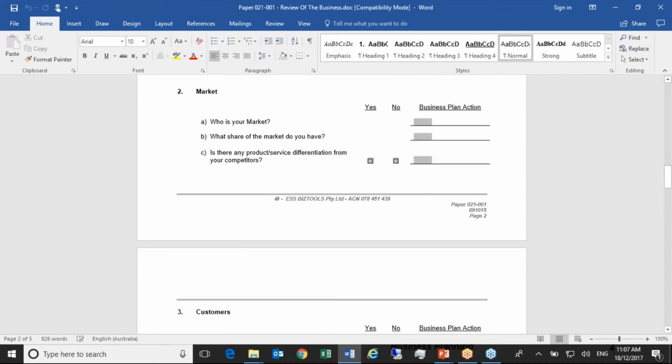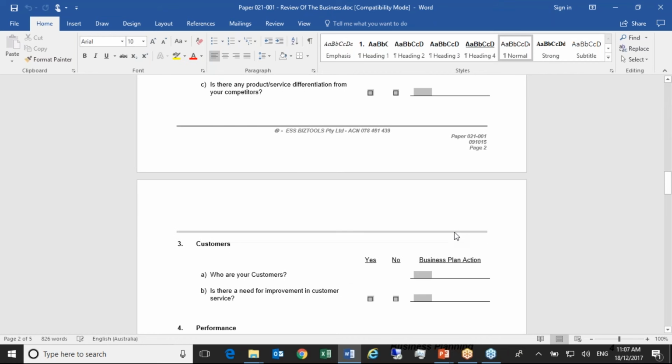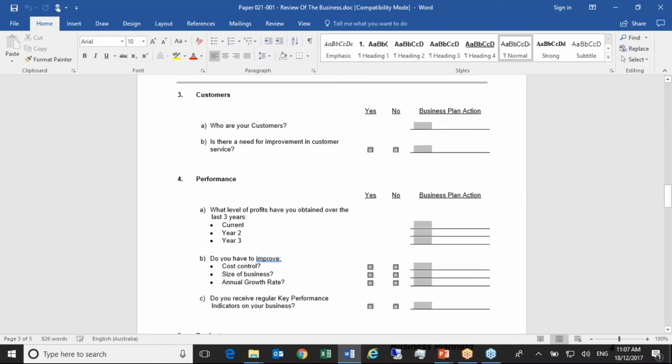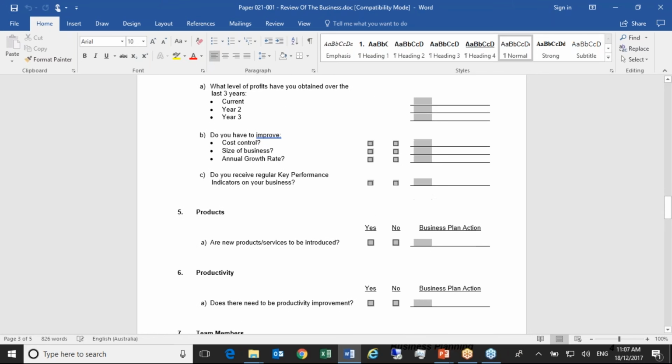What differentiates the business? Are you planning to sell the business? Does your business need new branches? Are you considering franchises? Who's your market? What share of the market do you have? How are you different from your competitors?